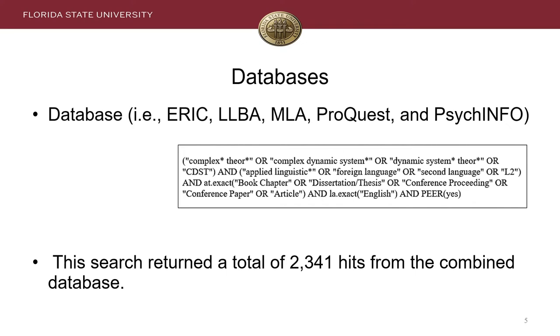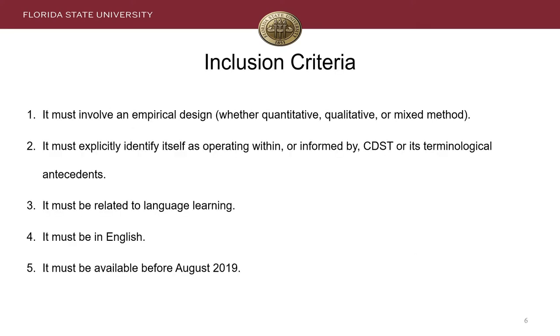You can see in the box our search terms, and we specified where these search terms should appear, either in the abstract or the main text, to avoid false negatives that are likely when searching with generic terms such as complexity. We supplemented this search with a Google Scholar search and an ancestry search to ensure saturation. To further refine the 2,341 reports that this search returned, we applied our inclusion criteria for the systematic review.